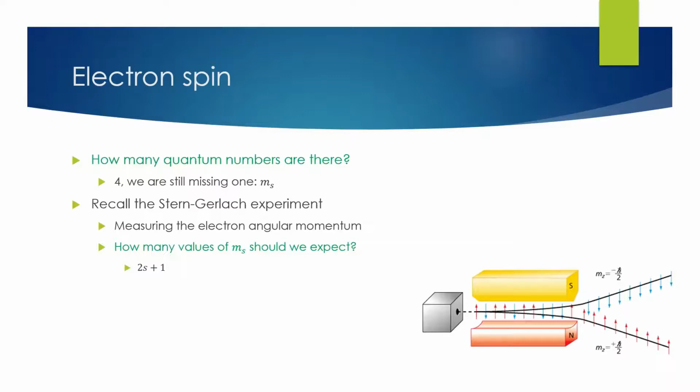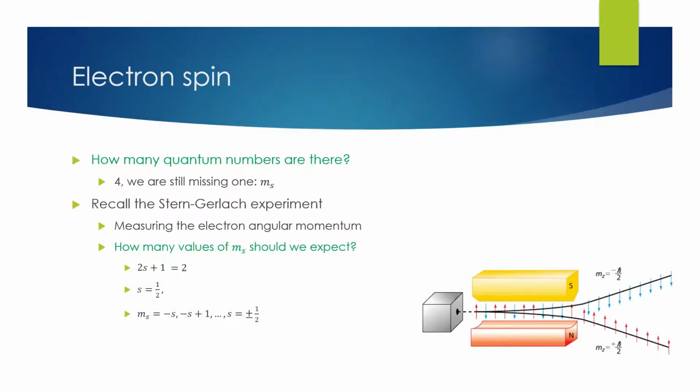Now we can use the physically observed options to figure out what our s quantum number is. So how many options do we get? Well, we only see 2. We have spin up or spin down. So that means we need to have a world where 2s plus 1 is equal to 2. And that gets us an s of 1/2.